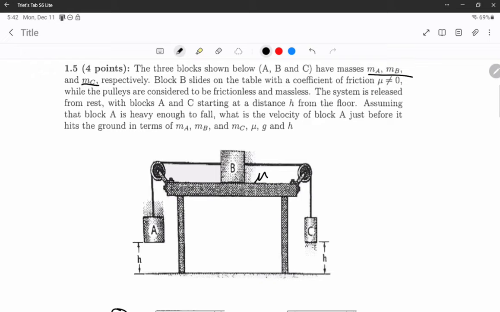Released from rest. That's important. The initial kinetic energy is zero. Assuming block A is heavy enough to fall, so mA is greater than mC. Obviously, that's the only way for this to fall down. What is the velocity of block A? Just put the graph. So at another instant, block A is down here. What's the velocity of it?